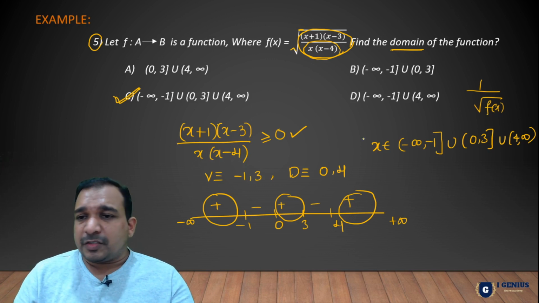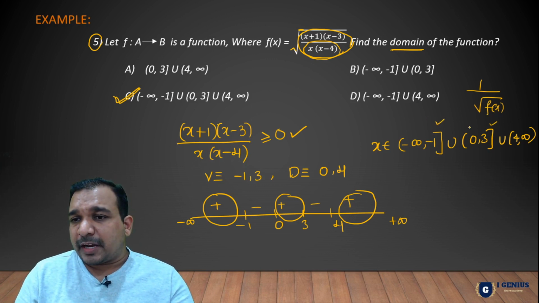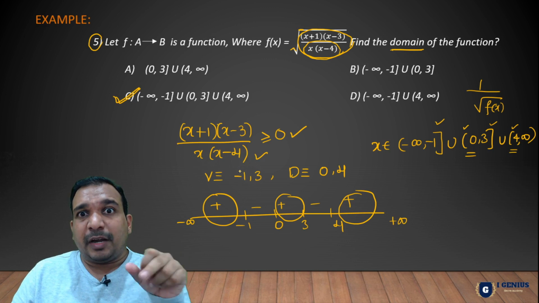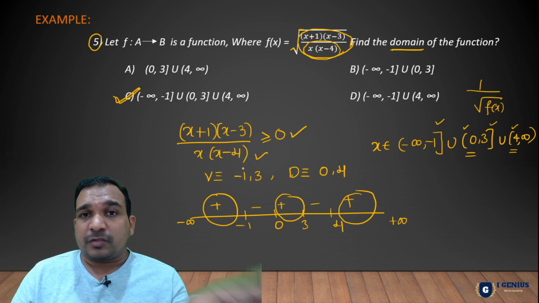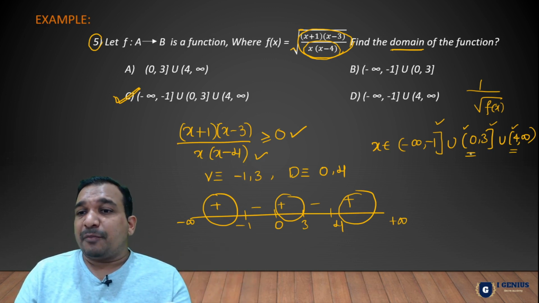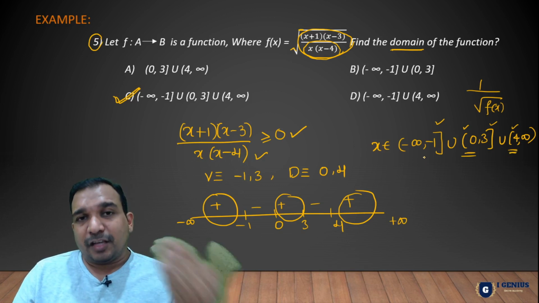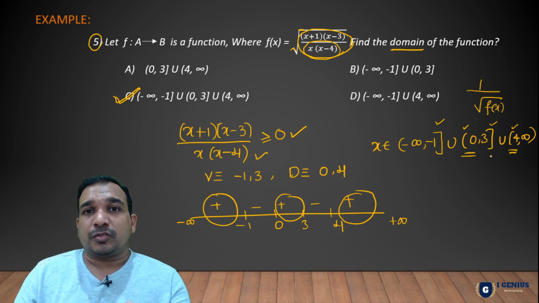Sir, why have you used a closed bracket here, a closed bracket here, but an open bracket here and an open bracket here? Because at 0 and 4 the denominator is becoming 0. If the denominator is becoming 0, we should not take those values. That's why I made an open bracket here and an open bracket here. This also will come inside the wavy curve. There we explained why we should exclude those 2 points.